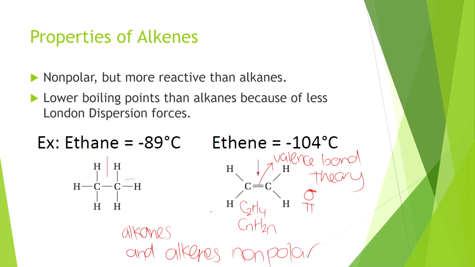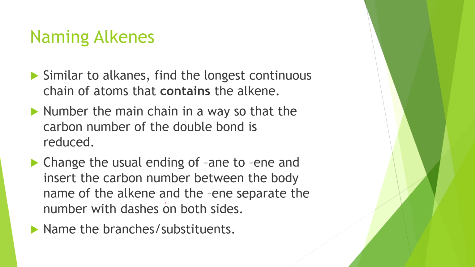And also, they have lower boiling points than alkanes. And that is due to the lower London dispersion forces found within alkenes. And that's because, as you can see here, there are fewer atoms in this ethene when compared to ethane, which is C2H6. And remember, one factor of the London dispersion forces is the number of atoms. So, naming alkenes.